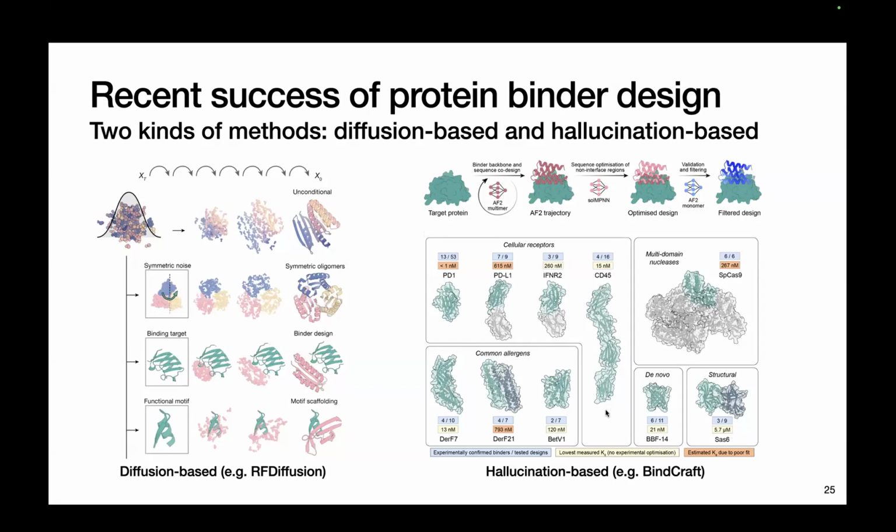There is also a hallucination based method called BindCraft, developed by groups at EPFL. They can design binders in one shot, using just a 96 well plate. You can discover some binders with activity from 100 nanomolar to single digit nanomolar, which is very exciting, right? That can save us a lot of experimental effort. So it's a very exciting field.